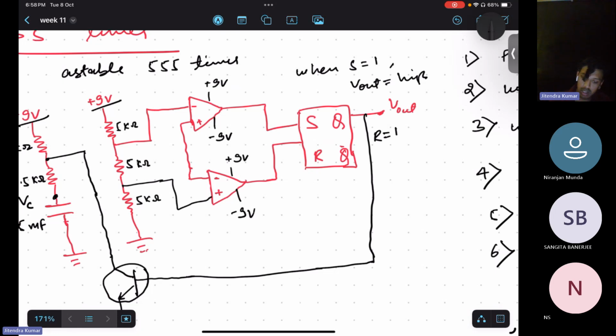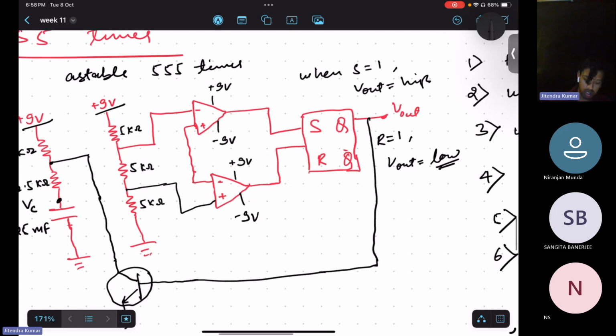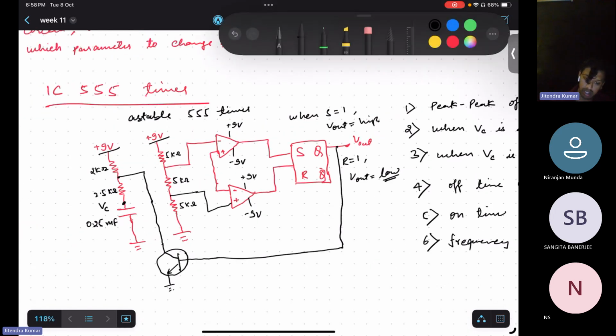When R is equal to 1, V out is low, right? From the set and reset. So S means set and R means reset. That's what they mean in SR flip flop. Okay, so now just let me copy this circuit once more.